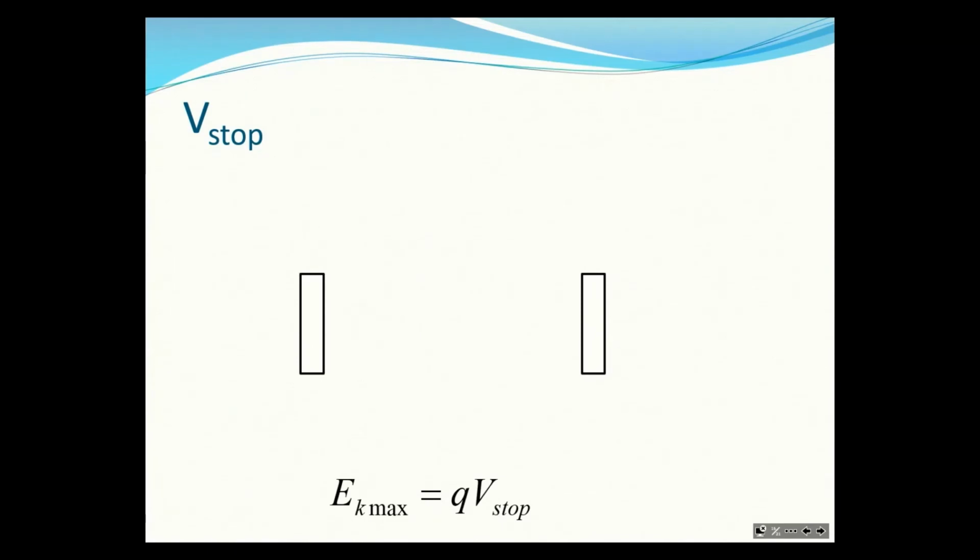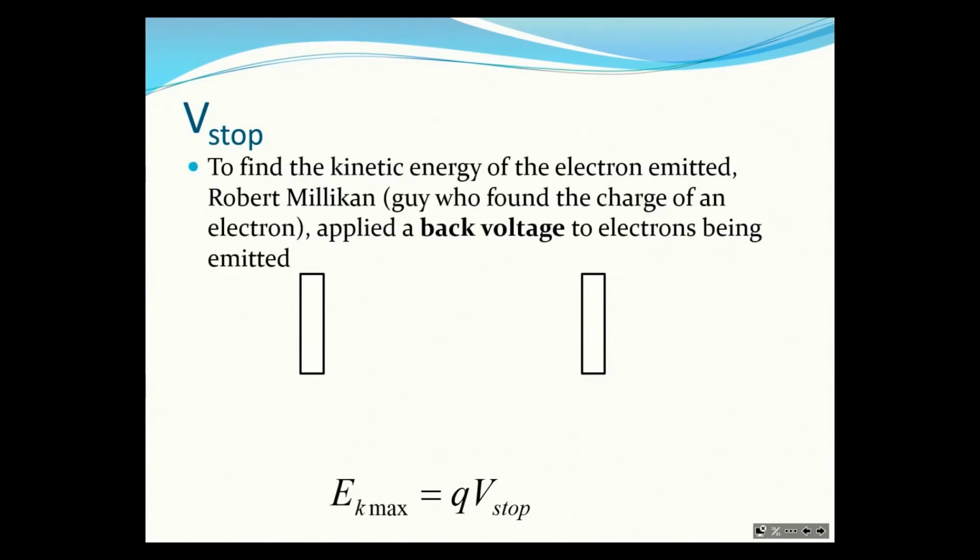Another thing that you need to know about is V-stop. Robert Millikan, the same guy who found the charge of an electron in his Millikan oil drop experiment, applied a back voltage to make those electrons stop. Remember, those oil droplets drip down vertically like this. They were all negatively charged, and he made a positive plate and a negative plate, which caused them to accelerate up, down, or stop in between. This is the same sort of thing, and the way he did that is apply a back voltage.